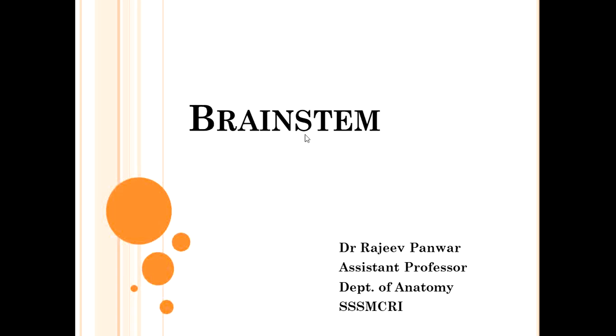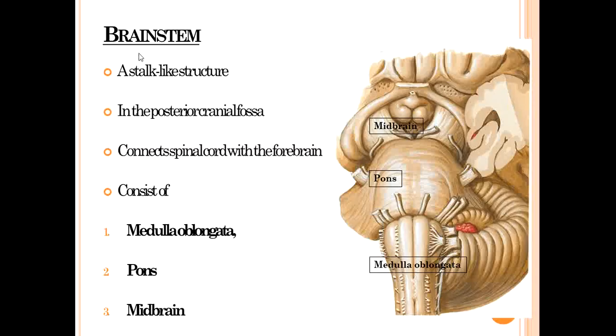Today's class is brainstem. Brainstem is a stalk-like structure which is present in the posterior cranial fossa. It connects the spinal cord with the rest of the forebrain. Okay, it consists of medulla oblongata, pons, and midbrain.